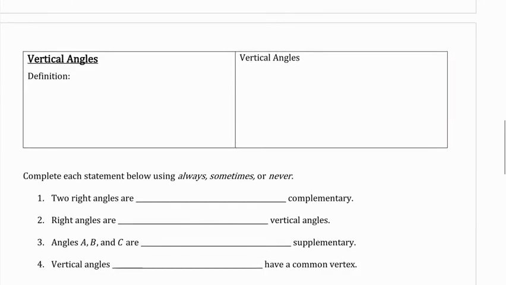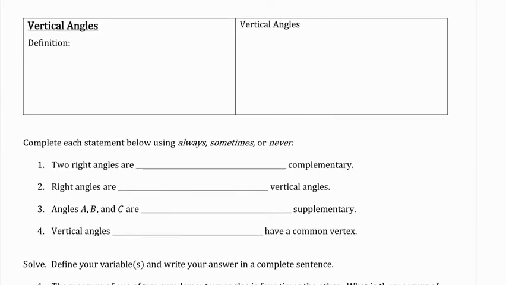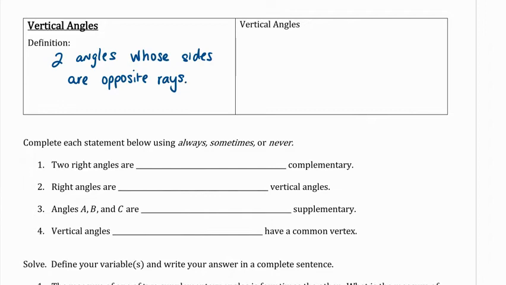All right, then the last type of angle that we're going to use all the time, you will use these vertical angles constantly in our proofs and such that we do this semester. So a vertical angle, and a pair of vertical angles are again two angles, and we'll kind of write the definition here, and then this one's usually easier to understand once you see the picture. So a definition here is two angles whose sides are opposite rays. Okay, two angles whose sides are opposite rays.